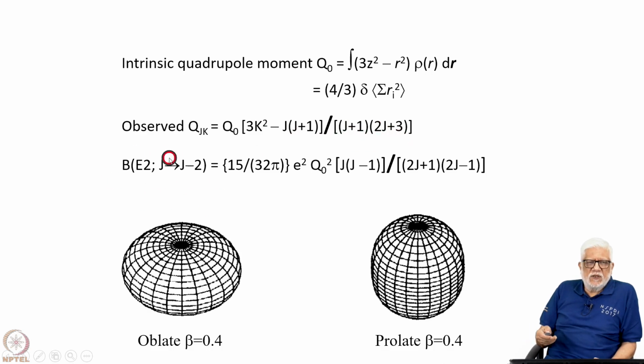And we will come to this, the so-called reduced transition probability from j to j minus 2 is given by some constant times the intrinsic quadrupole moment into j into j minus 1 divided by 2j into 2j minus 1. Okay. This is just for completeness' sake, this is how an oblate nucleus would look like with a beta of 0.4, and this is how it will look for a prolate nucleus with beta 0.4. So, in any case, you can see that the BE2 is related to the intrinsic quadrupole moment.